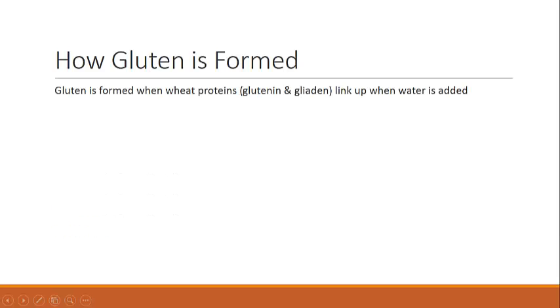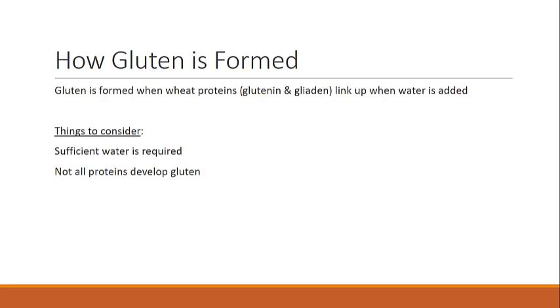So the first thing is that you saw in a previous video that gluten is formed when two wheat proteins, glutenin and gliadin, link up, and that happens when water is added. So that's why gluten only forms when you make a dough. It's not in the dry flour itself.